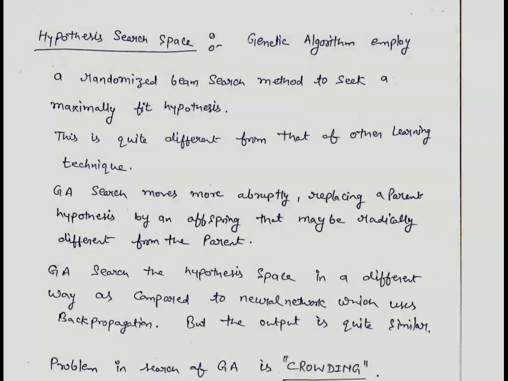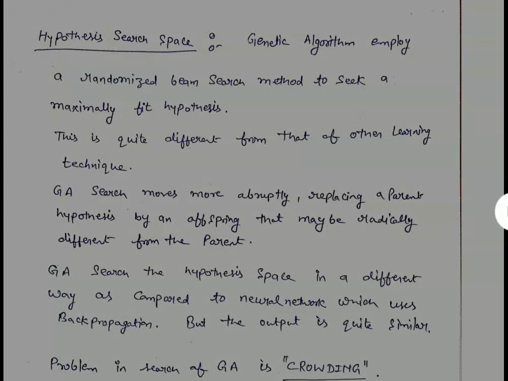Now the next topic is hypothesis search space. Basically, genetic algorithm searches the hypothesis space in a different way as compared to the neural network. In neural network, we use backpropagation, but the output is quite similar in the genetic algorithm case. So genetic algorithm employs a randomized beam search method to seek a maximally fit hypothesis. Basically, this is quite different from other learning techniques like neural network and others.